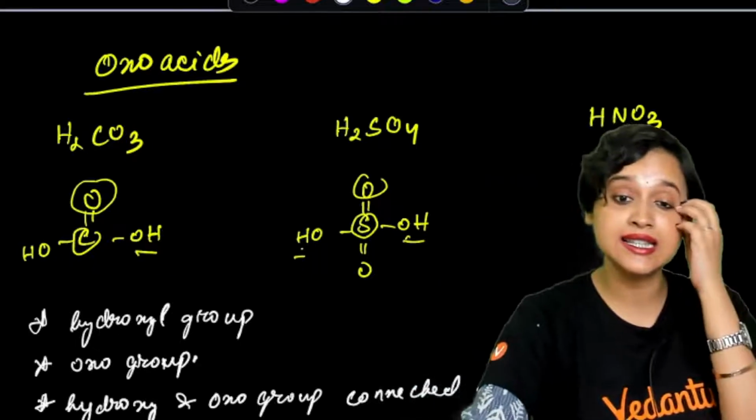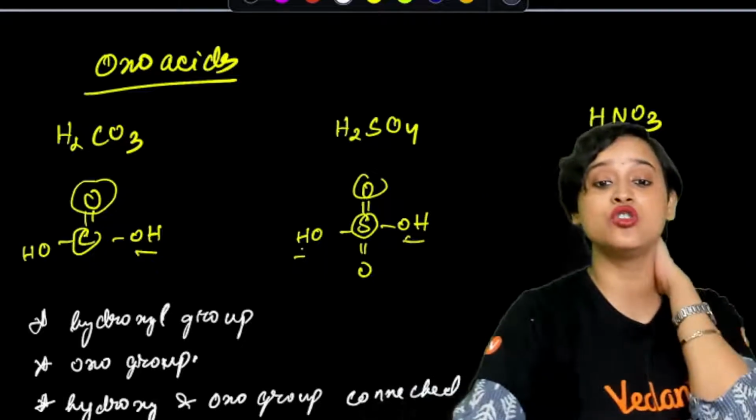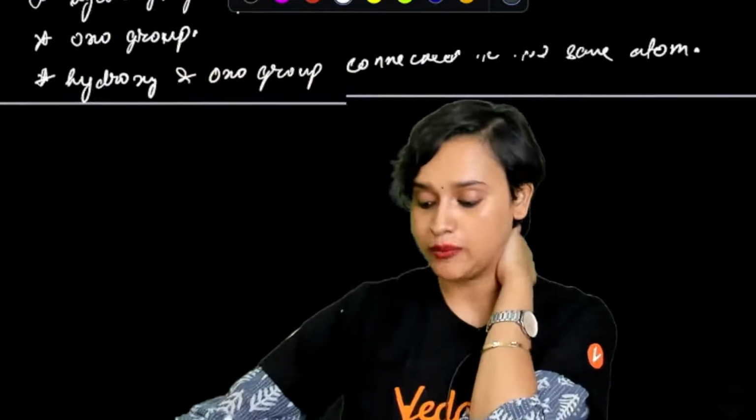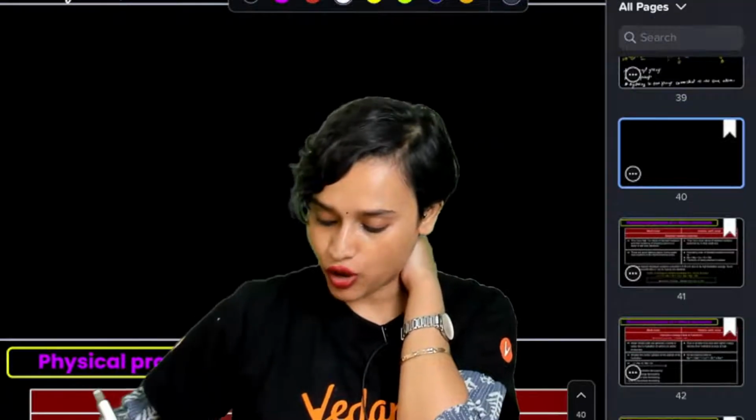Now everything else is done. Sulfates are done. Anomalous behavior is done. Everything is done. Now we have to go to some important compounds. Okay, let's learn about some important compounds of.